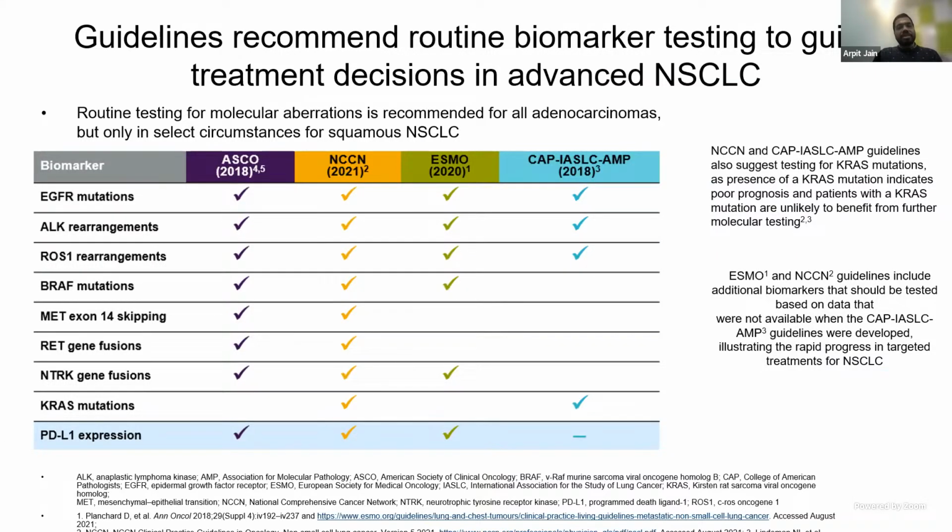Various guidelines mostly recommend biomarker testing. NCCN has recommended at least 9 types of mutations or alterations to be tested in all non-squamous NSCLC patients, like EGFR mutation, ALK alteration, ROS1 rearrangement, BRAF mutation, and so on. Along with that, PDL1 testing should be done in all NSCLC patients, as recommended in all these various international guidelines.